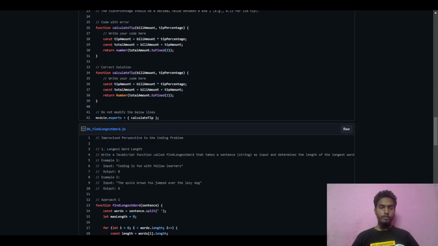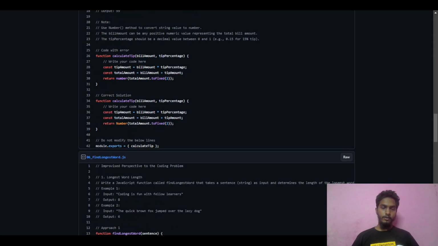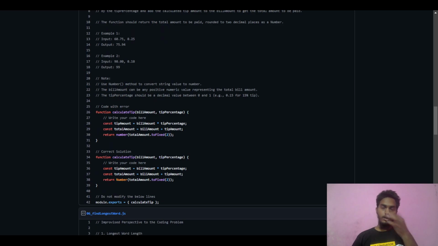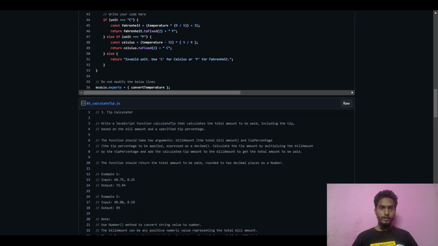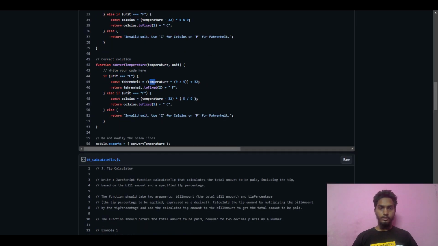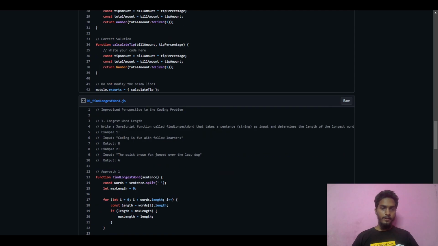Okay, moving on to the third question. It is find longest word. The first two questions were from the code with bugs. So we had to find the bugs. Here it was an incorrect calculation. Here it was a casing problem.